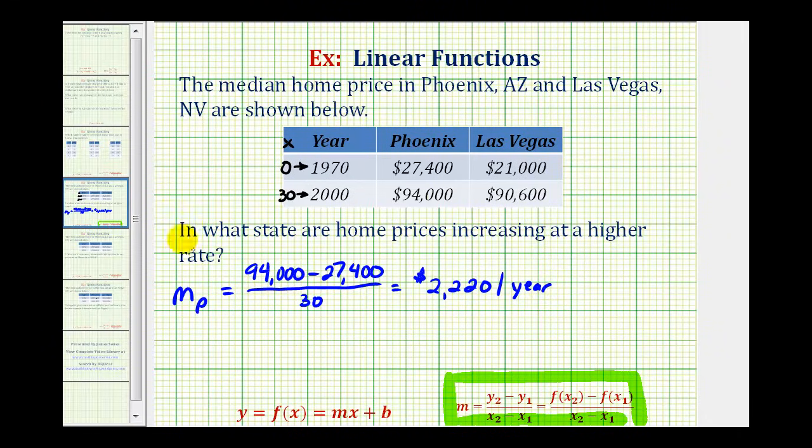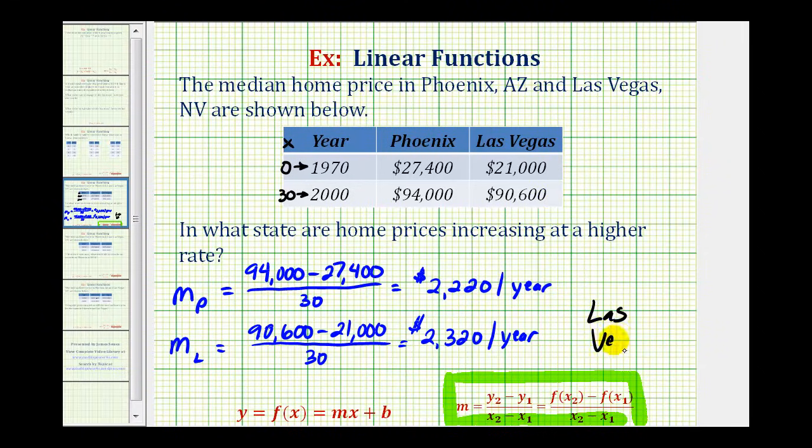Now let's go ahead and do the same for Las Vegas. We'll call this m sub l. Again, we'll first find the difference in the median home prices. So that'll be 90,600 minus 21,000. Divide by the change in the years, which again is 30. And this comes out to 2,320, which tells us the rate of change in the median home price in Las Vegas is more. It's increasing at a rate of $2,320 per year. So to answer the question, in what state are home prices increasing at a higher rate, the answer would be Las Vegas. We can tell from the rates of change, it's increasing $100 per year more than it is in Phoenix.